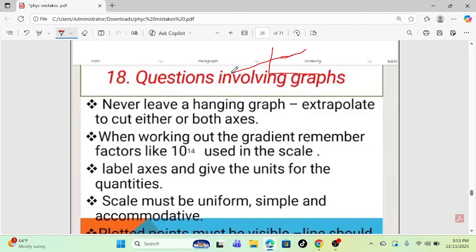Number 2: when working with gradient, remember factors like 10 power 14. For example, in photoelectric effect, if the x axis has 10 power 14, or the y axis has 10 power 14, students usually take only the figure that is there. Don't forget this 10 power 14, please.